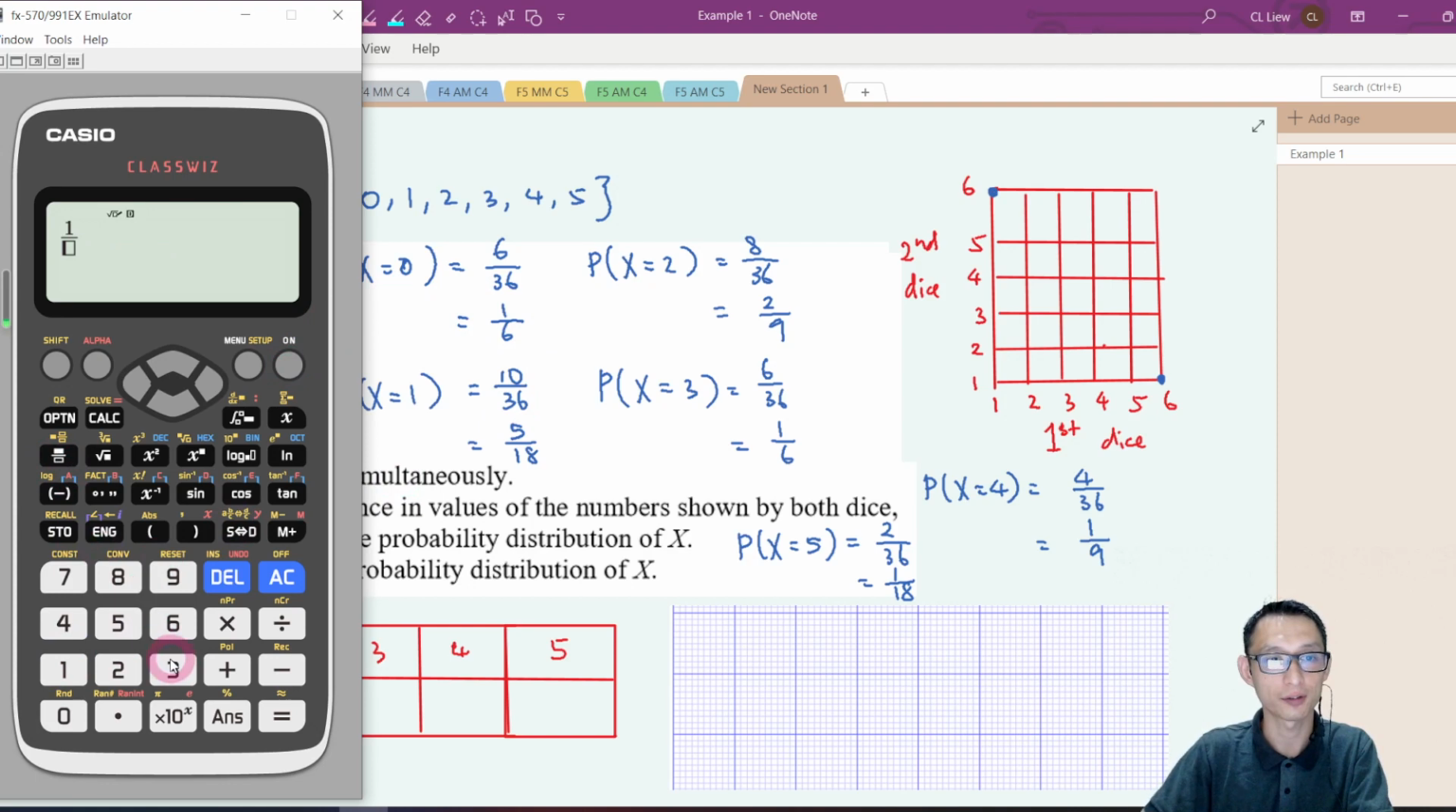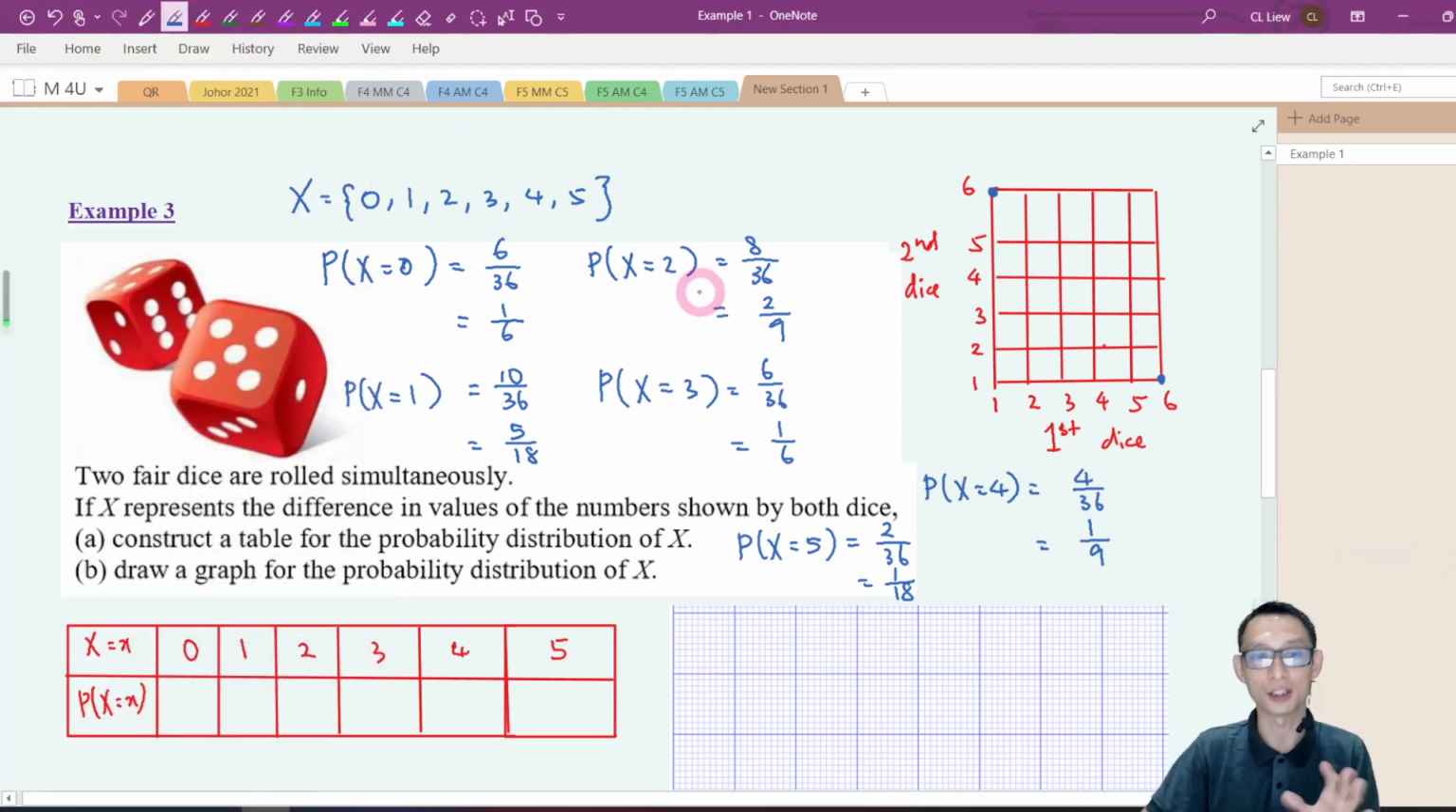Okay, 1 over 6 plus 5 over 18, plus 2 over 9, plus 1 over 6, plus 2 more, which is 1 over 9, and the last one 1 over 18. Okay, yes, it's equal to 1, which means that we did it correctly.